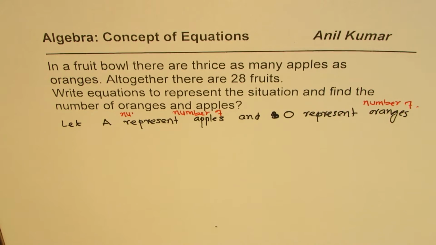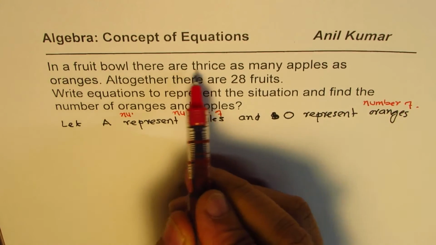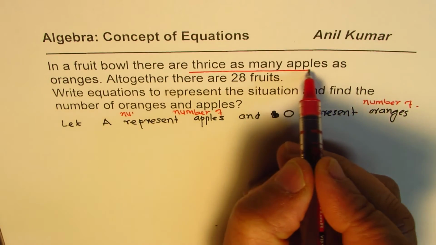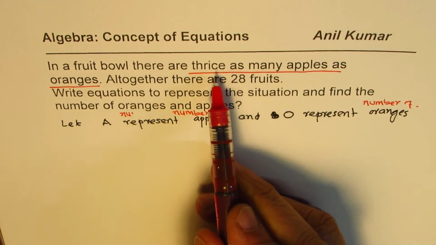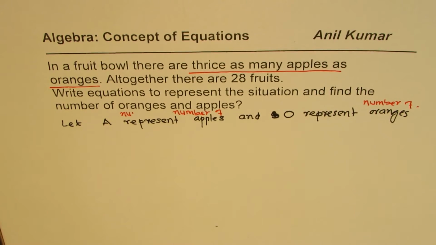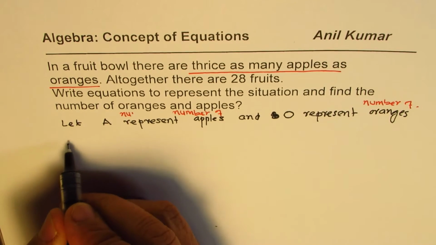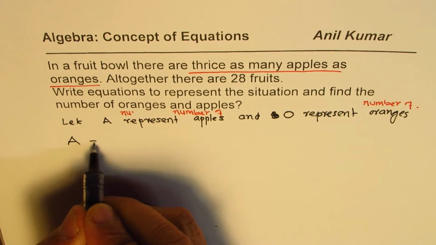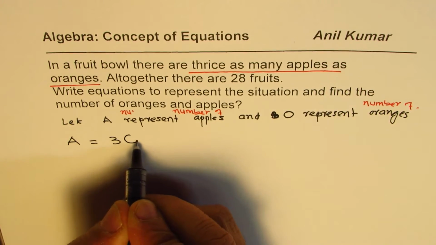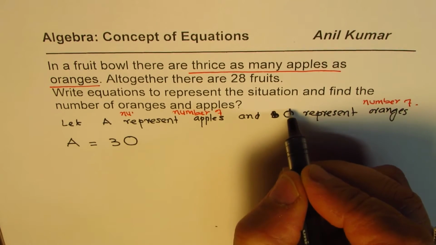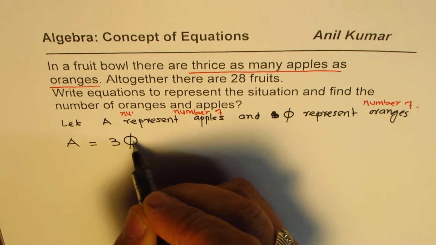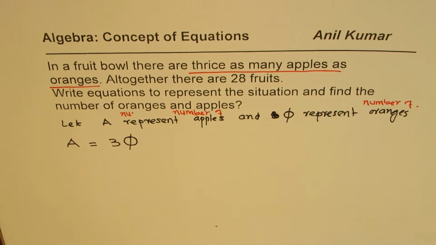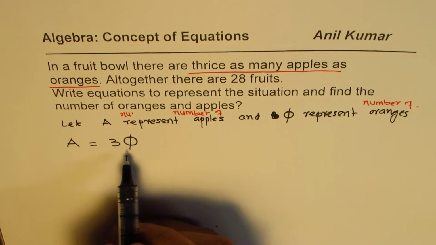Now if you read this statement, it says, in a fruit bowl there are thrice as many apples as oranges. Now what it means, we have more apples, right? Thrice as many apples as oranges. So we have more apples. How many times more? 3 times more. So we can write the number of apples A is equal to 3 times number of oranges. Is that okay? So let me just draw it like this so that you don't confuse with 0, right? So this is my O. So apple is 3 times oranges.